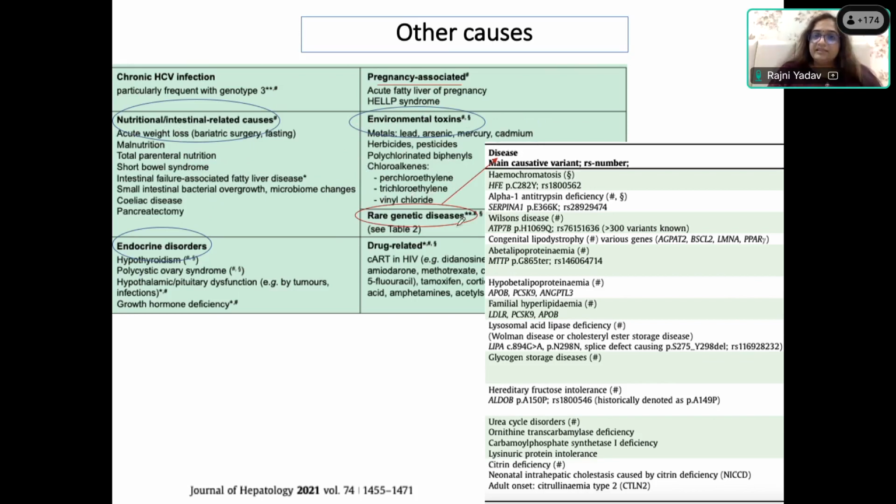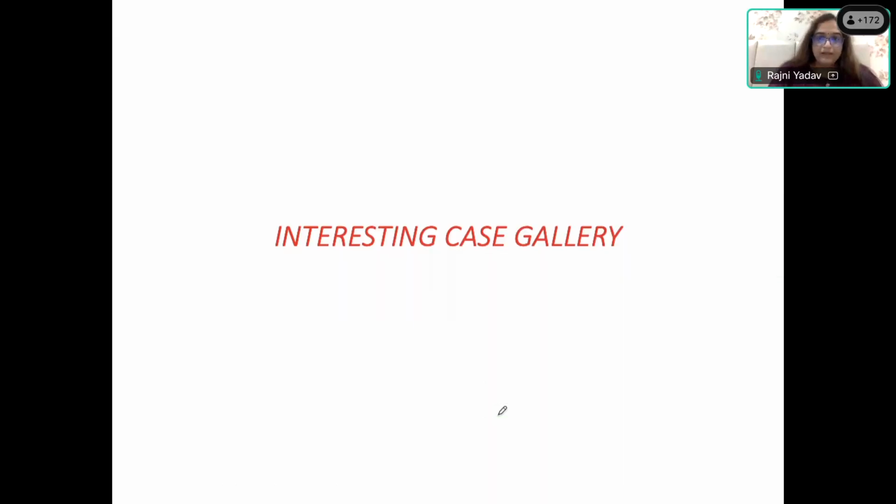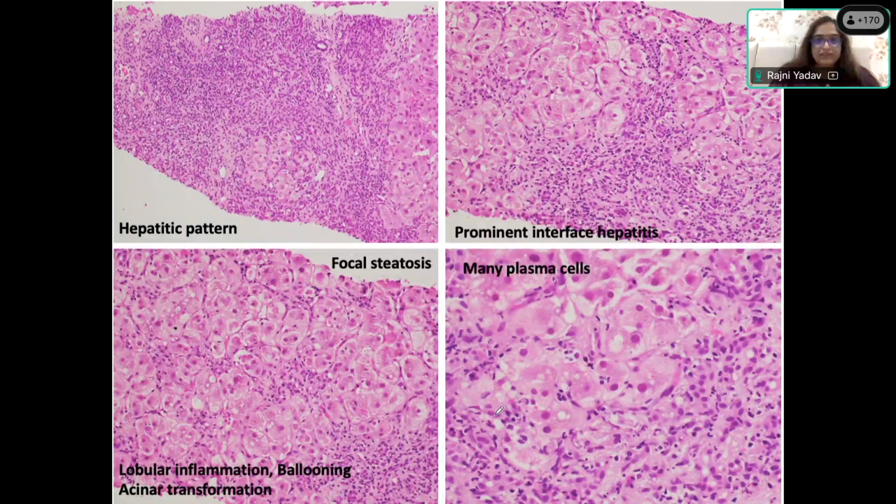Then in adults, the genetic causes are quite uncommon. One is just hemochromatosis. But in children, the genetic causes are the dominant cause rather than lifestyle-related diseases. So if you see a steatotic pattern in a child, the inherited causes have to be thought of. So let's go through the interesting case gallery quickly. These are different cases which I encountered in my routine reporting.